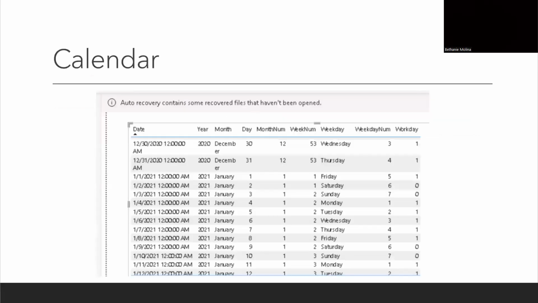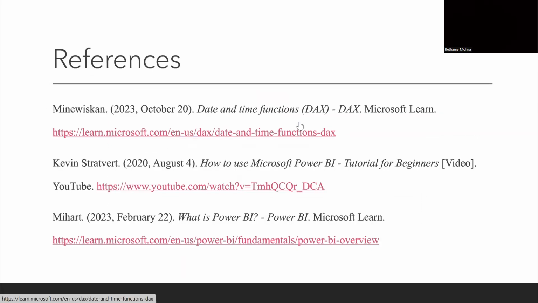The next slide consists of going further down the line of the calendar. It really does list every single day from 2020 to 2022, 2020, and then it goes back again to 2021. And here are my references.